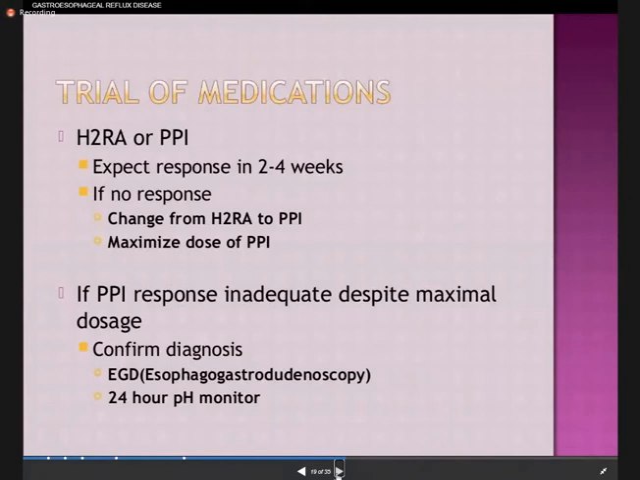Now, this response we are talking about is 100% response. In 2 to 4 weeks, the patient should be to the extent that he would be questioning the use of medications. If no response, change to PPI, maximize the dose of PPI. If the PPI response is inadequate despite maximal dosage, confirm the diagnosis. This is through the 24-hour pH monitoring or the endoscopy. I would suggest endoscopy.